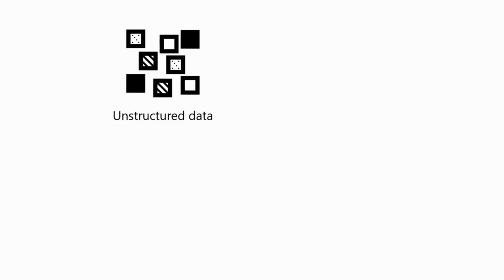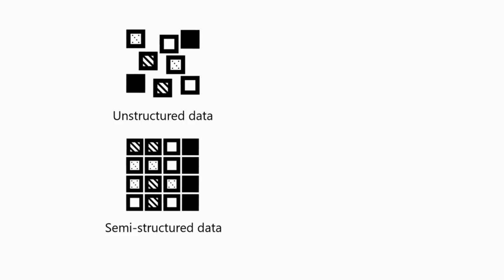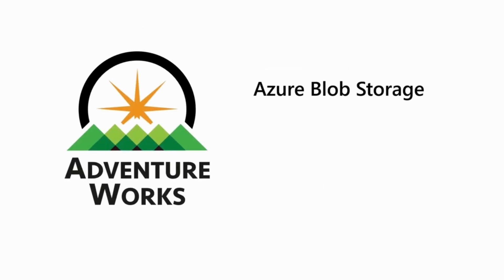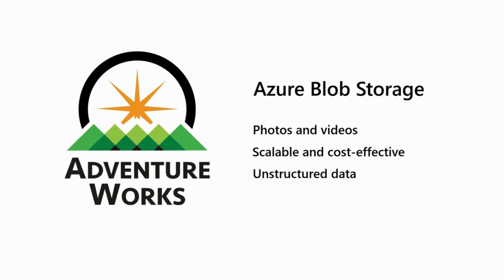Remember when we spoke about serialization and the formatting to allow the storage of unstructured or semi-structured data? One of those formats is a blob. This is a binary large object where the data is stored in a binary ones and zeros format. For AdventureWorks' online retail website, Azure Blob Storage is an ideal option for storing unstructured data such as photos and videos. It's a scalable and cost-effective cloud storage service which is designed to store large amounts of unstructured data, such as images, videos, or documents.